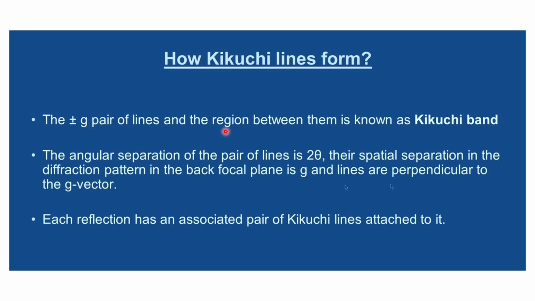The plus minus G pair of lines and the region between them is known as the Kikuchi band. The angular separation of the pair of lines is 2 theta. Their spatial separation in the diffraction pattern in the back focal plane is G, and the lines are perpendicular to the G vector. Each reflection has an associated pair of Kikuchi lines attached to it.